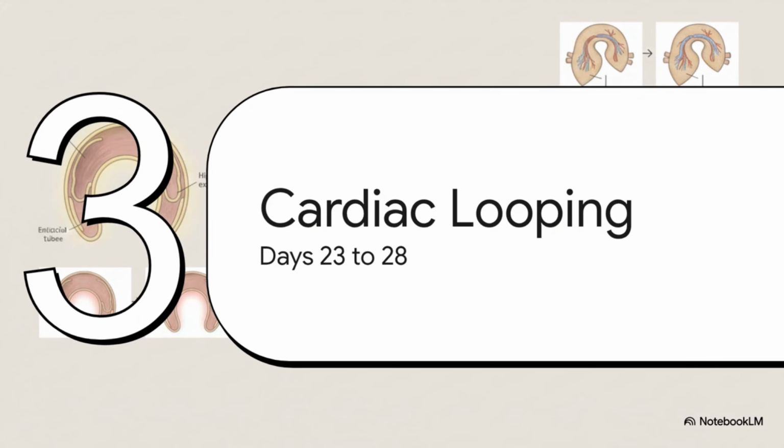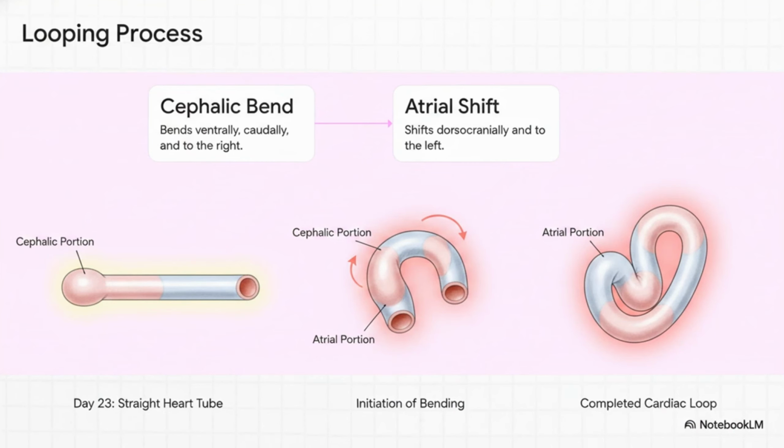Section 4, the cardiac looping process. Definitely pay close attention here, because days 23 through 28 represent the most spatially complex and heavily tested phase of early heart development. As our heart tube lengthens, it basically runs out of room, so on day 23 it starts to bend. You have got to memorize these specific directional movements.